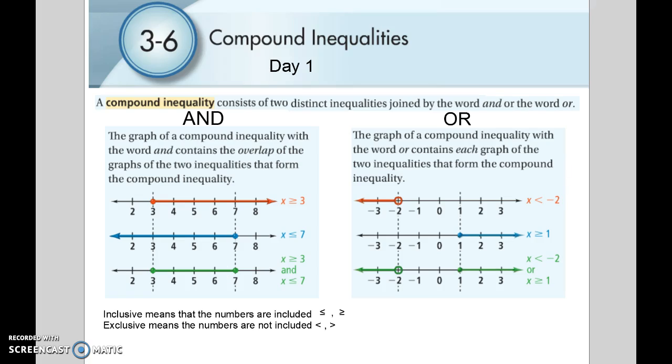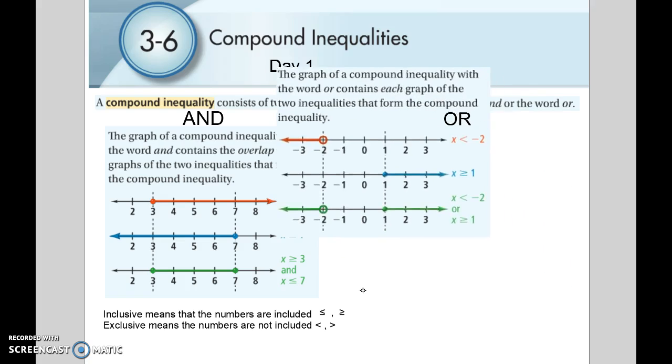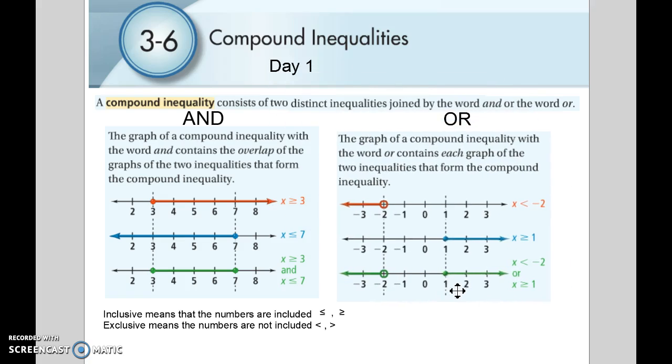With an or, you're saying it's either going to be one or it's going to be the other. So it's a little bit different than an and, because it's not going to have to meet both parameters. It just has to meet one. So here it has x is less than -2 or x is greater than or equal to 1. So either your answer is going to be on this part of the line, x is less than -2, or it's going to be on this side of the line, x is greater than or equal to 1.